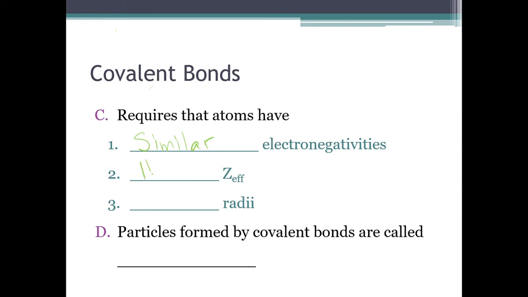They've got to have high ZEF values, which is why this only works for nonmetals. If they had low ZEFs, then instead of sharing the electrons between 2 atoms, the electrons would just float around like they do for metals. And you need to have pretty large radii. Again, if you think back to your periodic trends, these are 3 things that are true of nonmetals. So this is why nonmetals are good at covalent bonding. And remember that particles formed by covalent bonds are called molecules. Right? Ionic particles are formula units, and covalent particles are molecules.